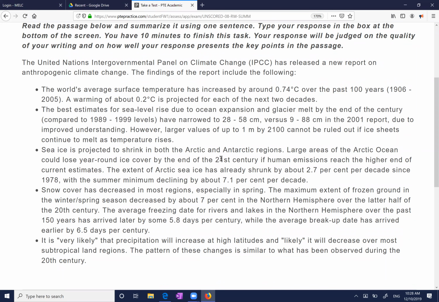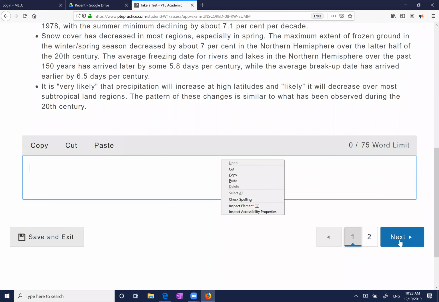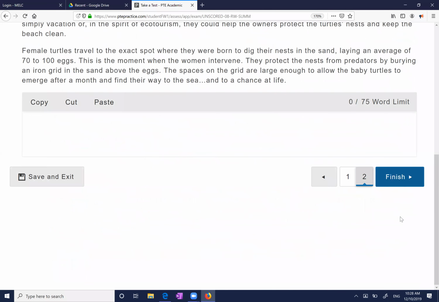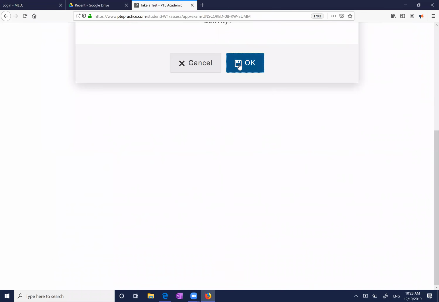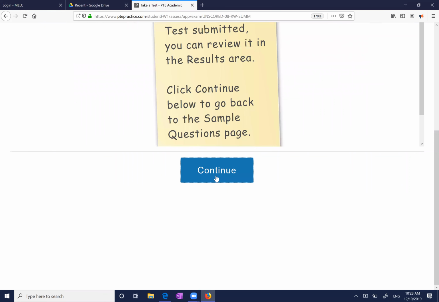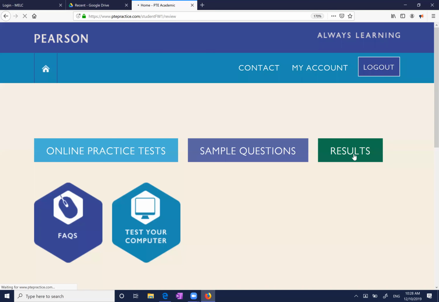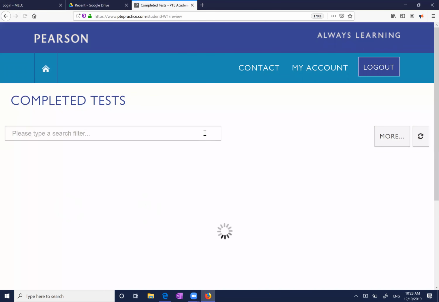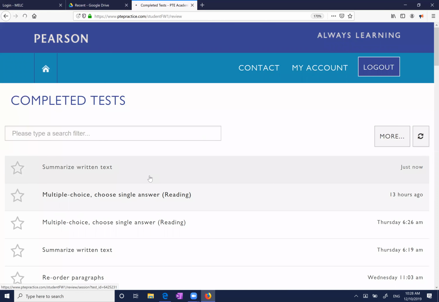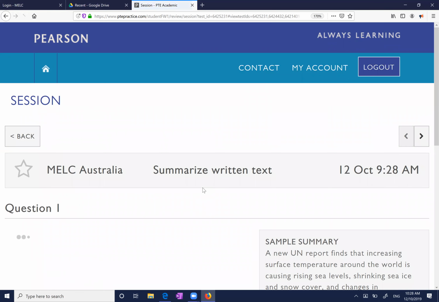Yes. There are multiple paragraphs given. Okay. I go next and I go finish and I go okay. Now I want to check the answer. So where is the answer? I'll go home and I'll go to the results part. Okay. And if you will see the answer, you'll be surprised that how simply they have written that answer.